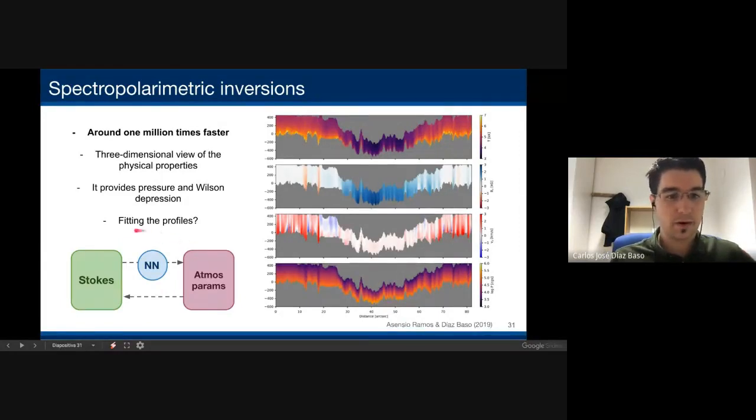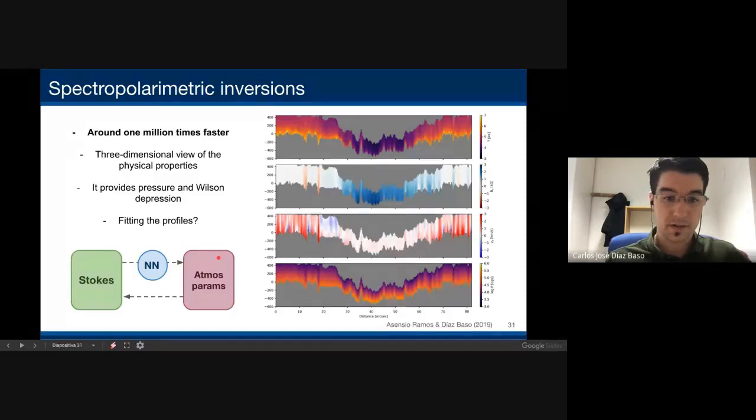And we were not fitting profiles. We were fitting, in this sense, the atmospheric parameters compared to the atmospheric parameters that were in the simulation. So we were comparing only the atmosphere from the simulation and from the neural network. But we were not closing the loop.